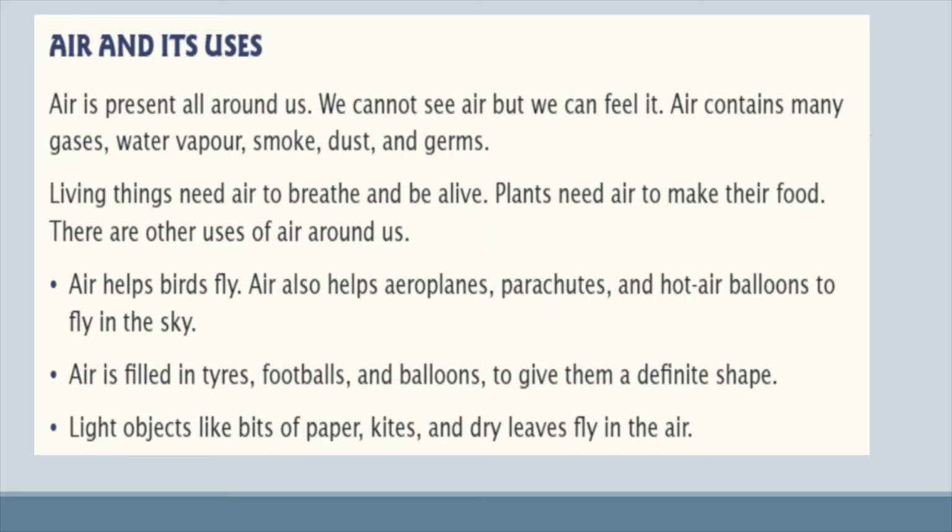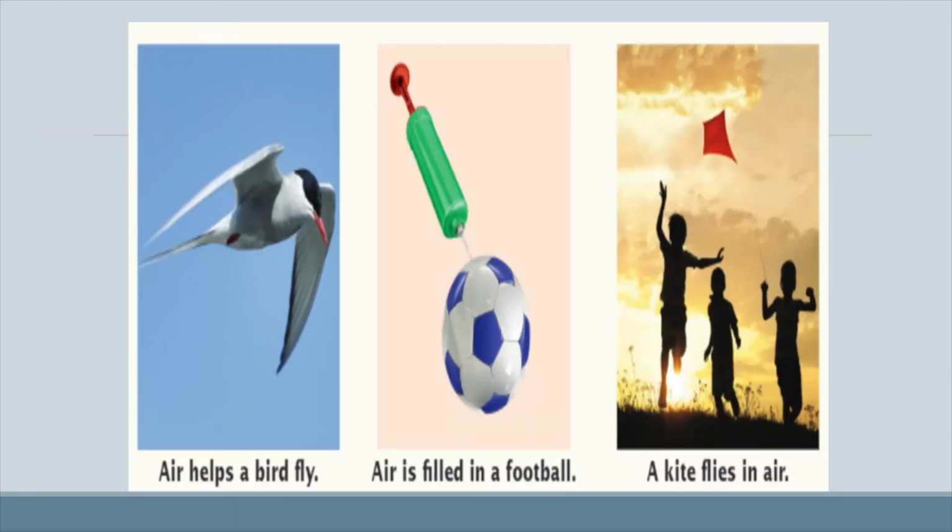Now the third is that light objects like bits of paper, kites and dry leaves fly in the air. Yes, we fly kites, and small papers and leaves also fly in the air. So we can see some examples of the uses of air. Birds use it to fly, we fill in air, and we fly kites in the air.